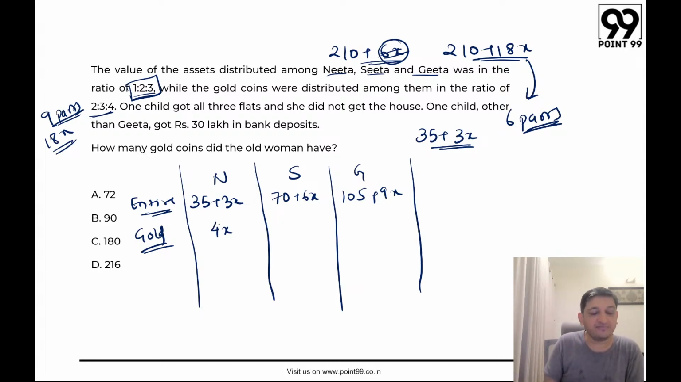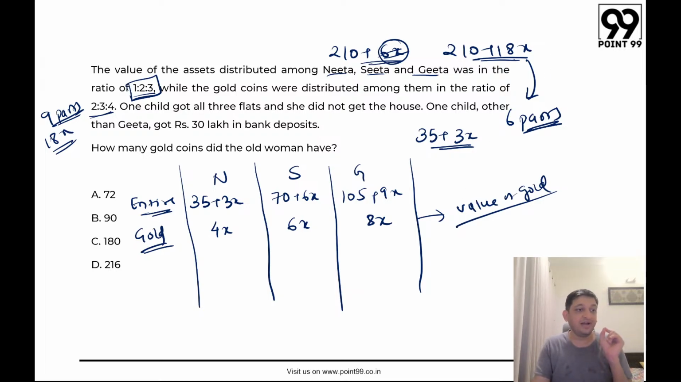So 4x will be the value of the gold that Neeta has got, 6x will be the value of gold that Sita has got, and 8x will be the value of the gold that Geeta has got. So this is value of gold. It is not how many gold coins. So the x was the value of gold. 18x was the value of gold. So understand this here, right? So this is the value of gold that these people had got.